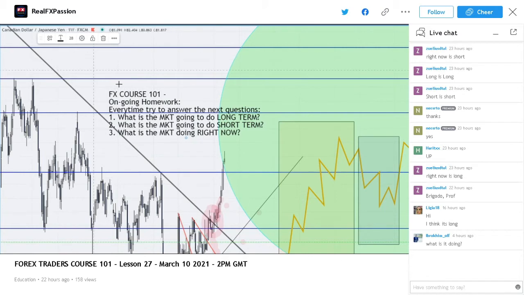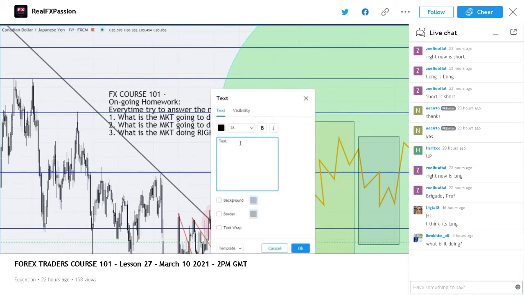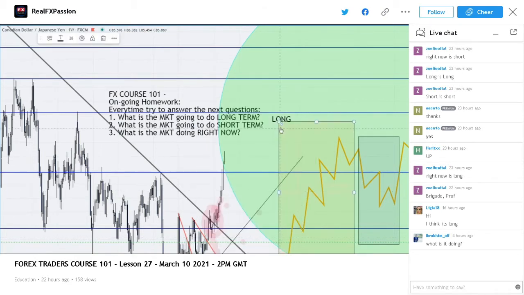Enzuelio says it's long. Yes, sir. What about the short-term view, Zuelis? Long. The long-term view, Canada JPY, talking about the future months, it's up, it's long.